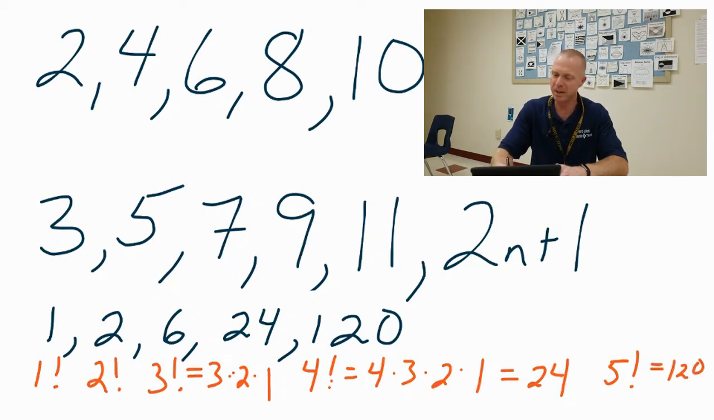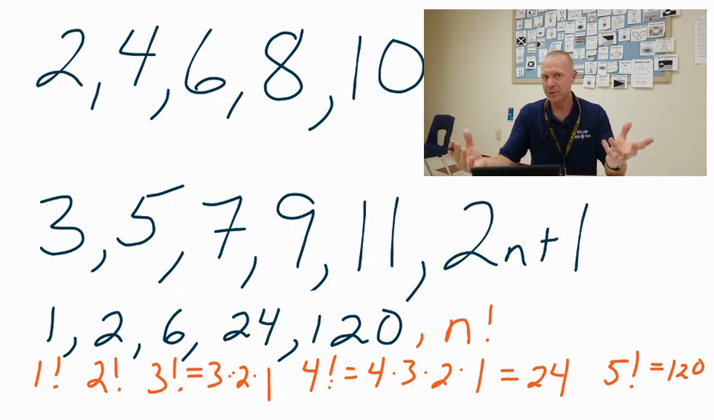So could you write this one? Could you write a formula for the nth term? Yeah, it's just going to be n factorial. We have a lot of different sequences, a lot of different ways to put numbers in some type of order with some type of pattern.